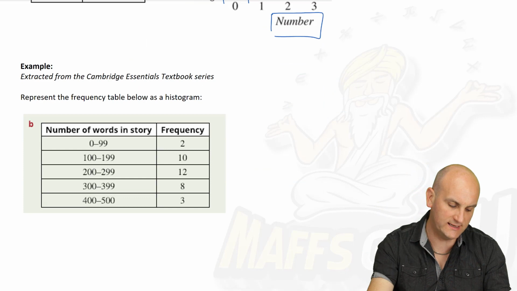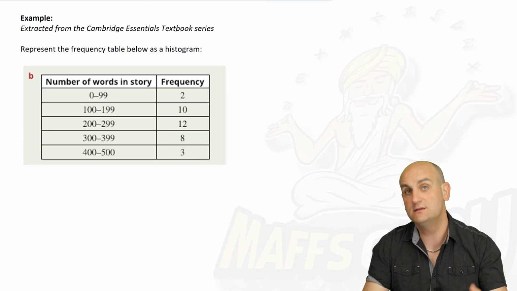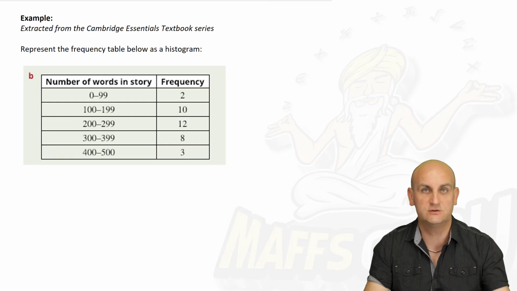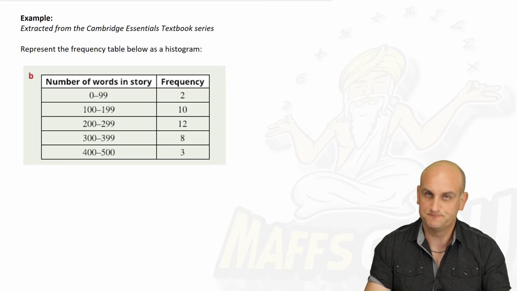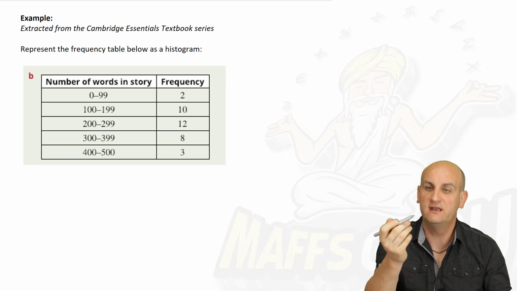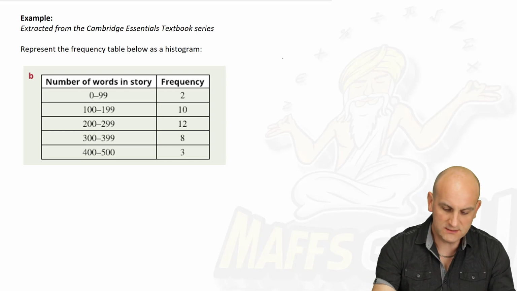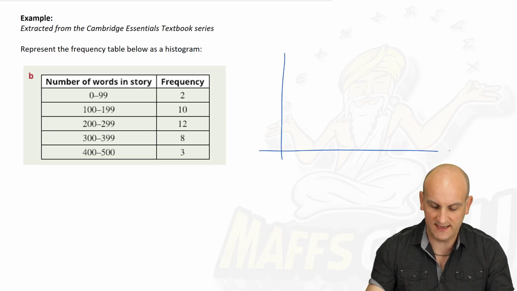So here is an example, ladies and gentlemen, extracted from the Cambridge Essentials textbook series. And we're going to use that example and what we've just talked about to help us draw one of these things. Now I'm going to sketch it, and it will be a dodgy sketch because I don't have a ruler, and to be fair, I'm writing in electricity. Fabulously exciting. But what we need to do is, first things first, we draw some axes.